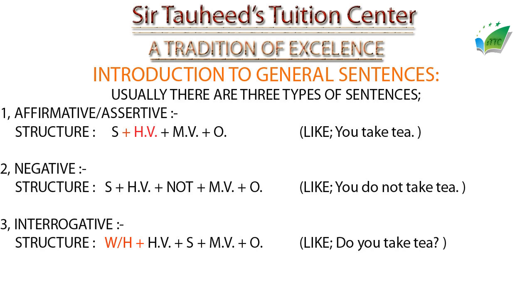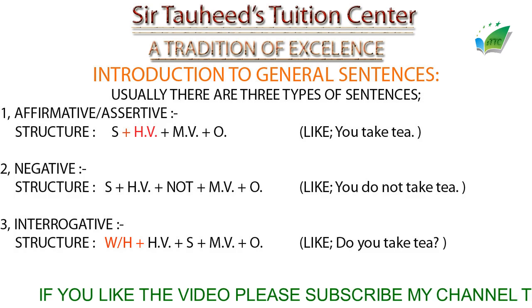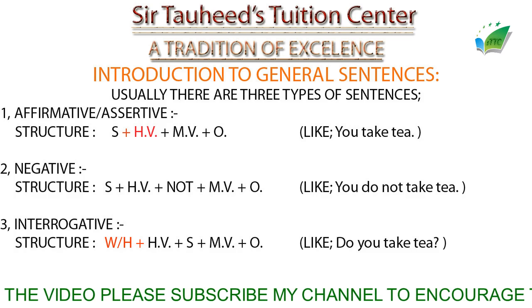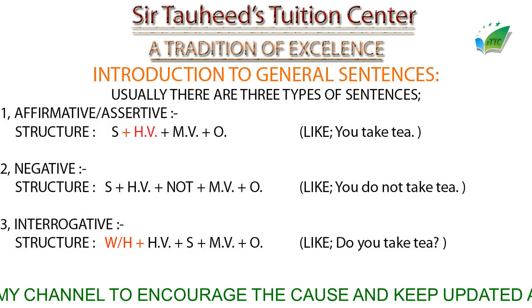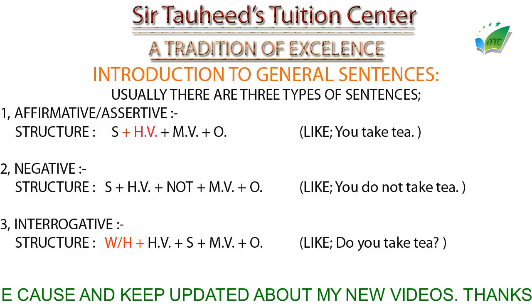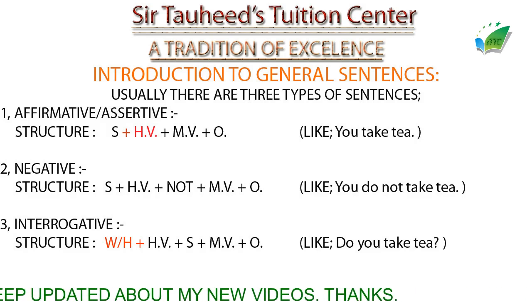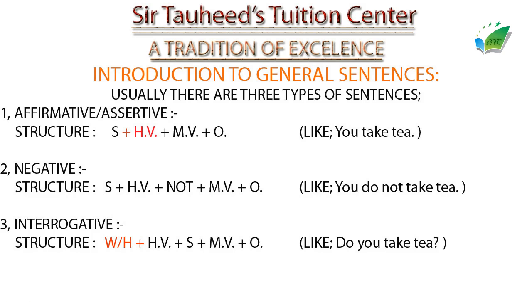Usually there are three types of sentences and we are required to learn them because whenever we learn any tense, we have to practice that tense in different manners, in different sentences. So the sentences you have to make in any tense are usually these three. These are the three most important sentences. So let's see their names first.